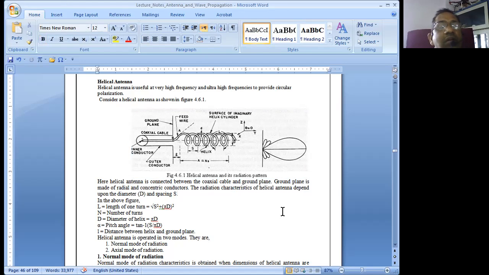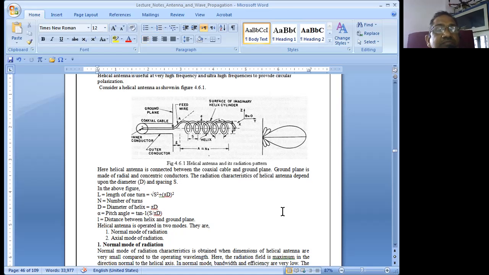So here, in order to provide circular polarization, we normally use loop antennas or helical antennas. Here, the length L of one turn is equal to the square root of s squared plus pi d squared, where s is the spacing between the two turns of the helix, d is the diameter of this particular helix, and pi is a constant. So using this formula, we can find the length of each and every turn in this loop.